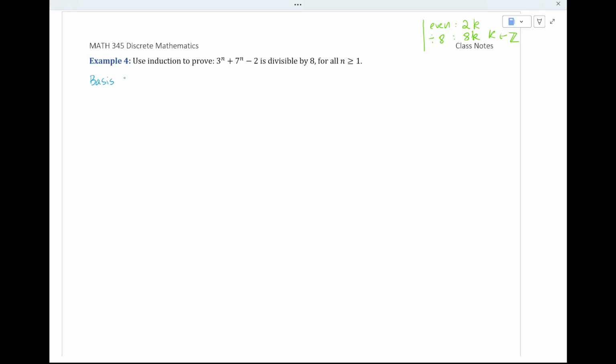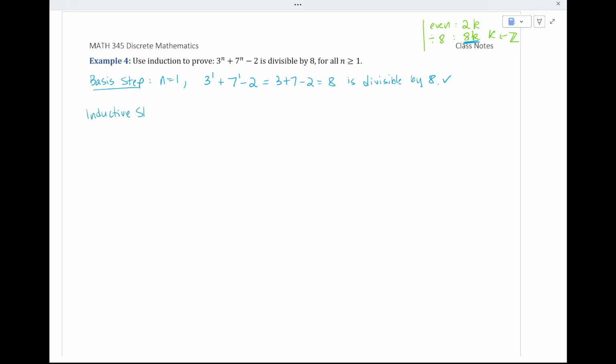Starting off with my basis step. In my basis step, n is equal to 1, then 3 to the first power plus 7 to the first power minus 2 is, let's see, 3 plus 7 minus 2 is 8, which is divisible by 8, of course. 8 is divisible by 8. So that is my basis step. This one is a little bit different than the last one in that we're not looking so much for equations. We're looking for this divisible-by concept. This 8k is what we're going to be shooting for.